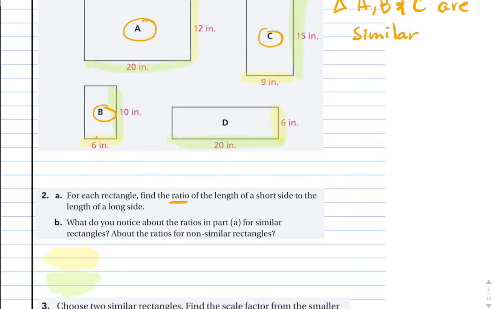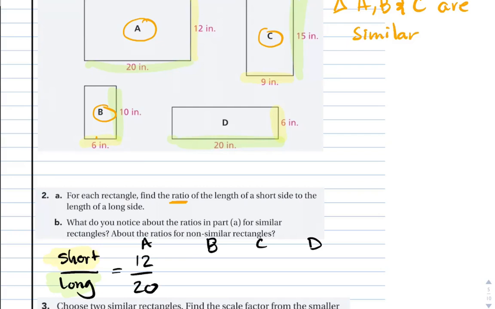Okay, so I'm going to label these. This is my short side. This is my long side. Now my short side for rectangle A, I think I've been saying triangle, rectangle A, rectangle B, rectangle C, and rectangle D. So short to long. Short for A is 12, long for A is 20. Short for B is 6, long for B is 10. Short for C is 9, long for C is 15, and then D we have 6 over 20.